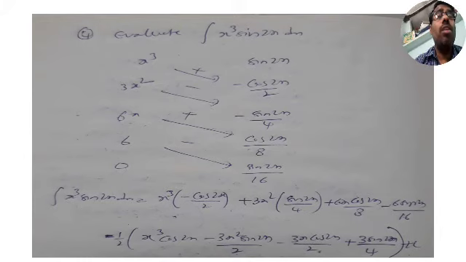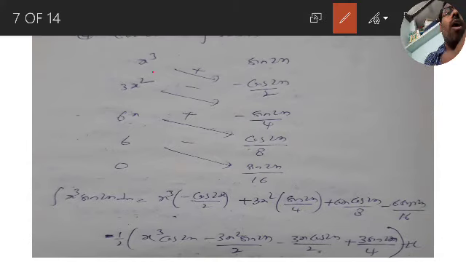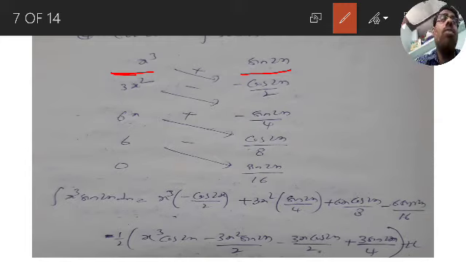x cube is an algebraic function. Sine 2x is a trigonometric function. In order, by the ILATE rule, algebraic comes first and trigonometric comes next. So x cube is the first function, whereas sine 2x is the second function. For the first function you need to find its derivatives, and for the second function you need to find its integrals.